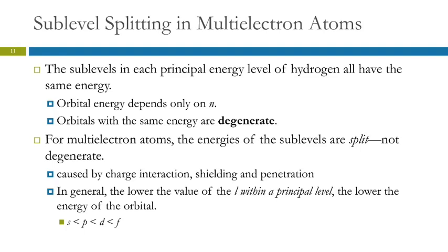That's not the case in multi-electron atoms. The energies of the sublevels are split. They're not degenerate. And this is caused by charge interaction between the electrons, by shielding, and by penetration. So in general, the lower the value of L within a principal level, the lower the energy of the orbital.